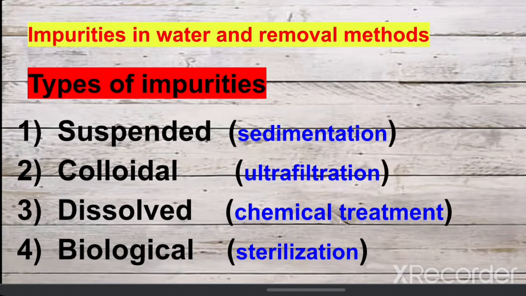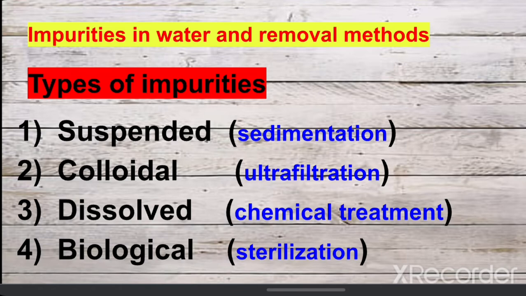Today the first topic is impurity in water and removal methods. The natural resources of water are surface water, rainwater, underground water, tube well water, etc. So what are the contents? The types of impurities are: first, suspended; second, colloidal; third, dissolved; and fourth, biological.